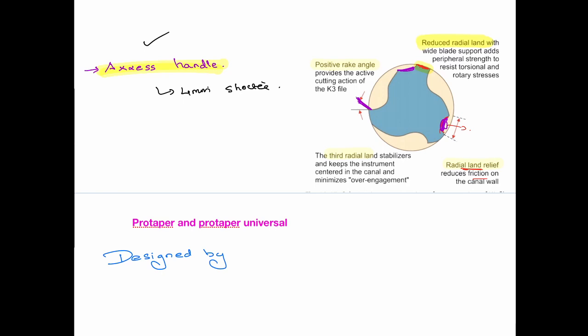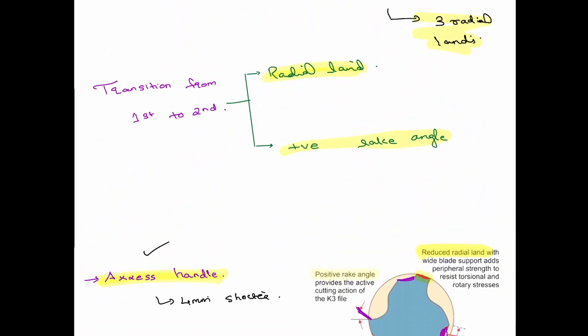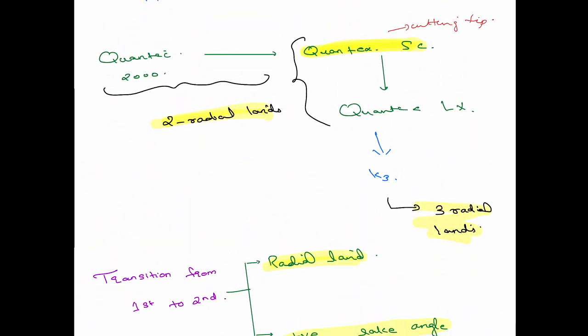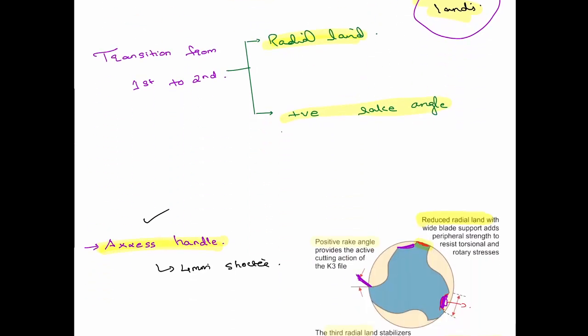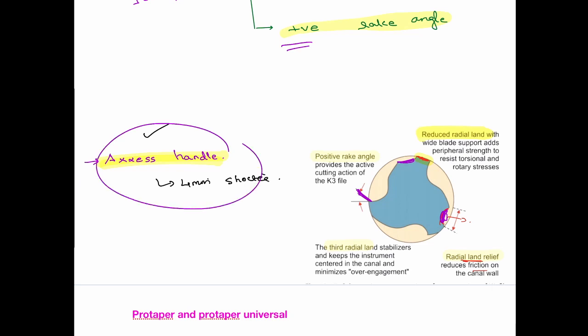So remember K3, lots of things to know. One is its evolution from contact to K3, thus having 3 radial lands, and it's a transition, so it's a positive rake angle with radial lands. And remember this axis handle. So we have done the first instrument in the second generation, which is K3.